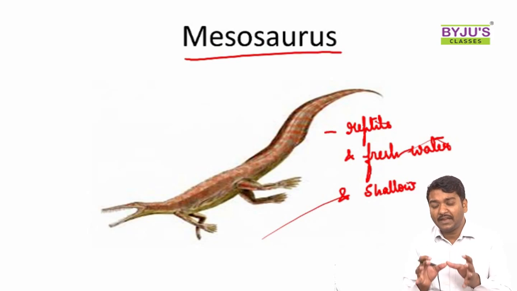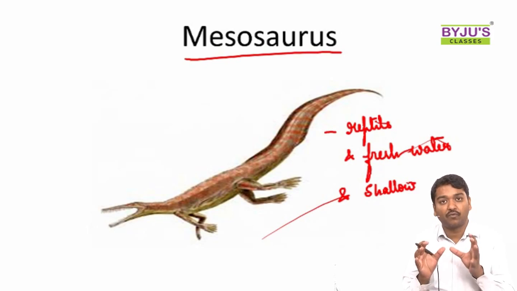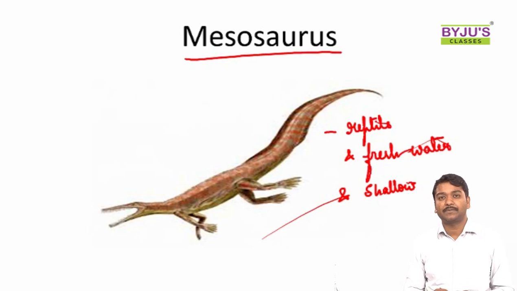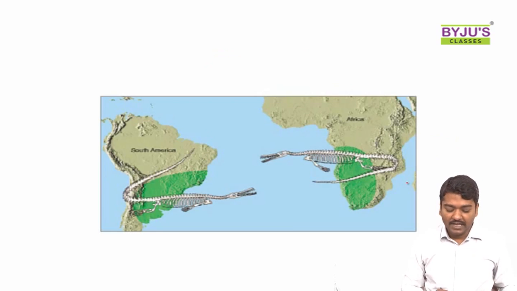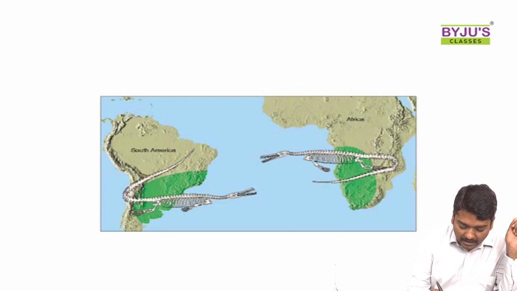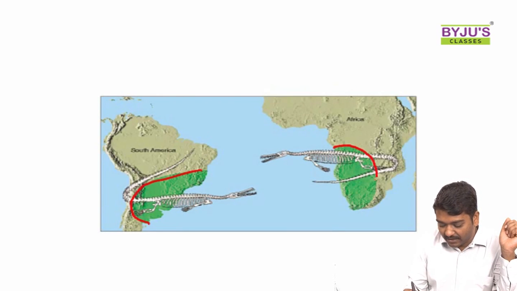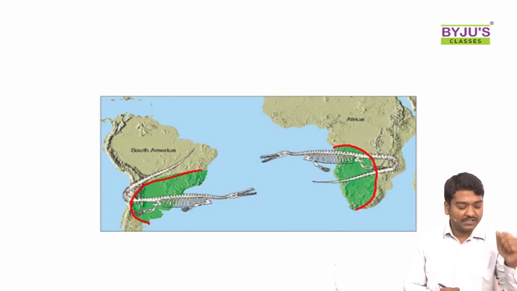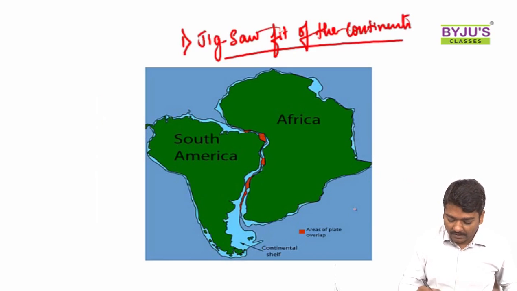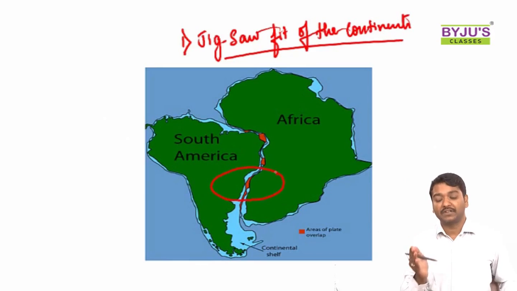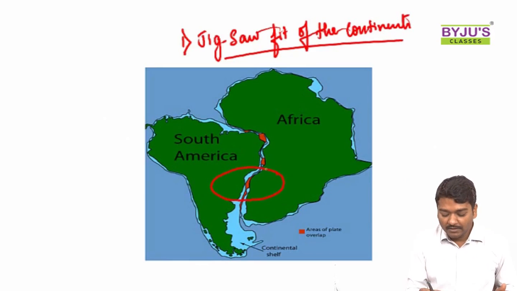And when he came to know about these freshwater reptiles and saw where exactly they are present, he found that they were present in South America in this particular region and in Africa in this region. So if you see the combination, they actually come together. If they were connected together, the species could have moved easily from this place to this place.